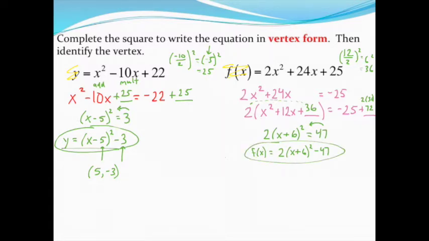The vertex, which they've also asked me to find, is going to be the h and the k value. The a value has nothing to do with it, so my vertex is going to be at negative 6, negative 47.